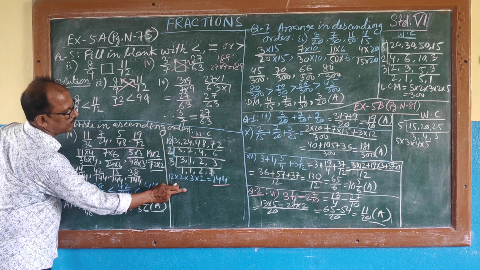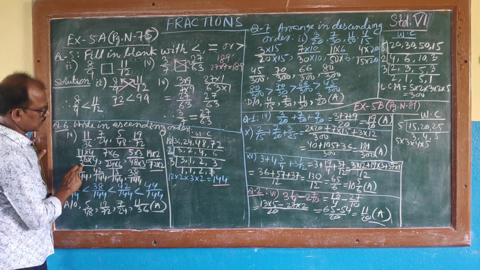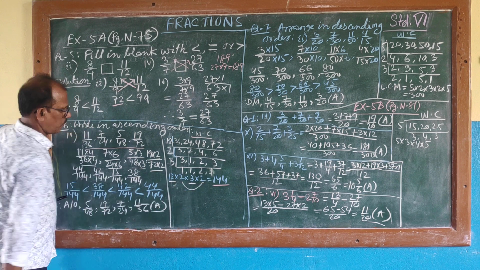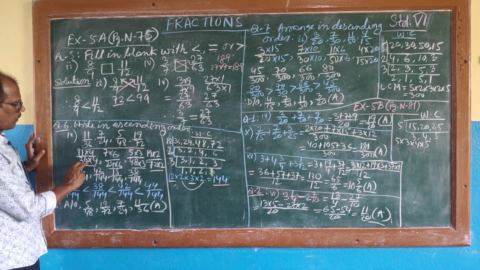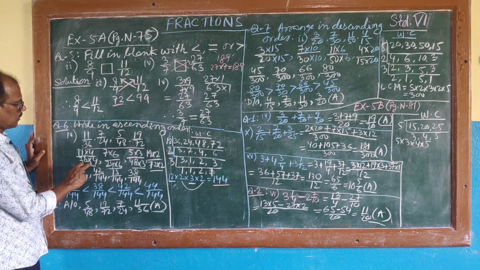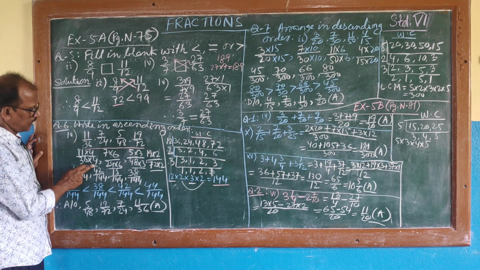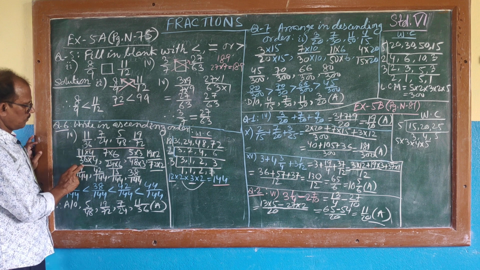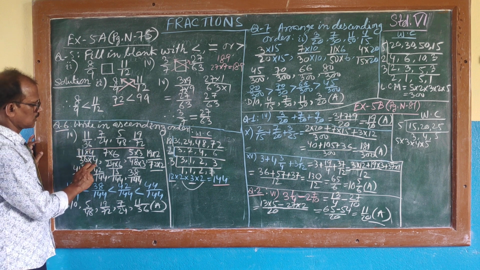See why I have done it. Here is 36. Now 12 3s are 36. What is the meaning? 2 and 4. So 36 into 4. Definitely the numerator you are multiplying with 4. The numerator also has to be multiplied with 4. So 11 into 4 divided by 36 into 4.